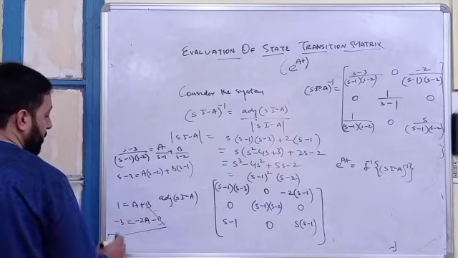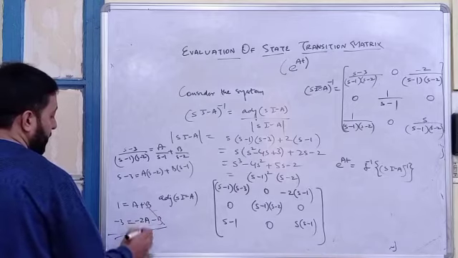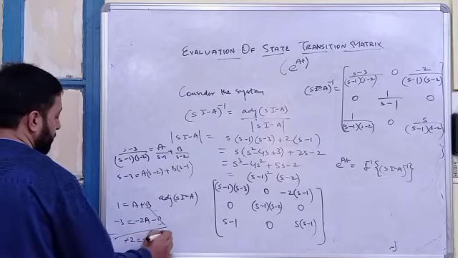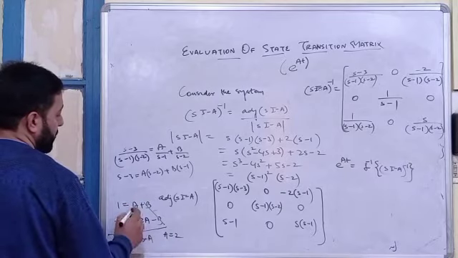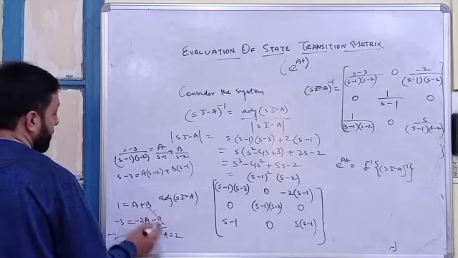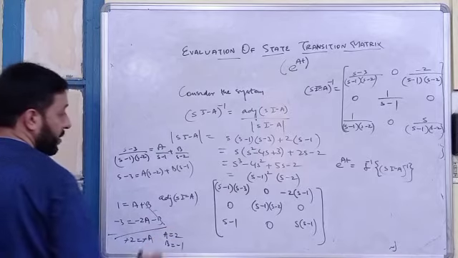This will cancel out. So, this will be minus 2 is equal to minus a. So a will be 2. And b will be minus 2 plus 1, which is minus 1. So that's minus 1.